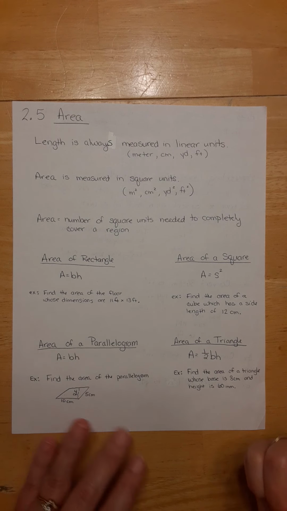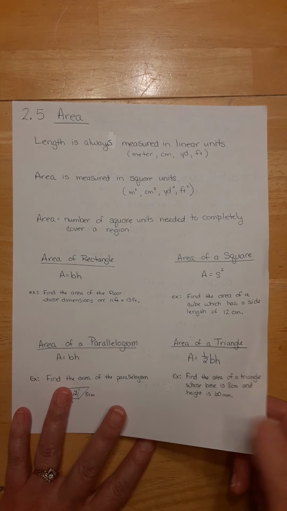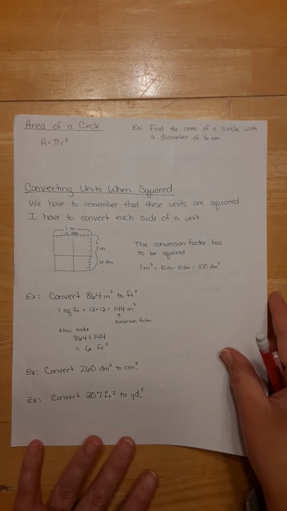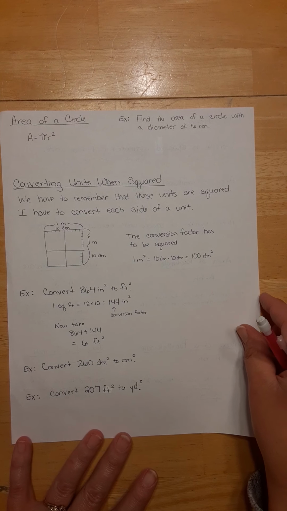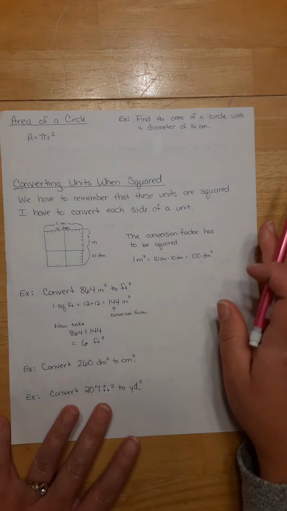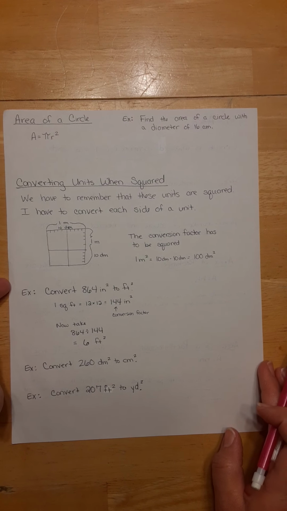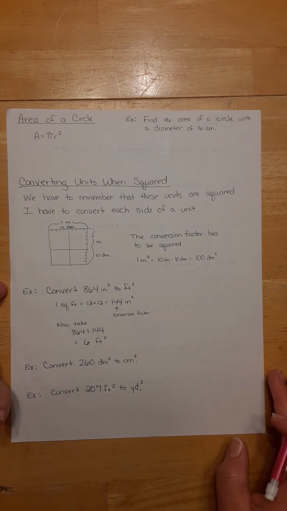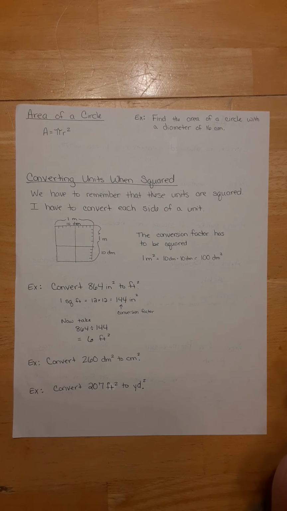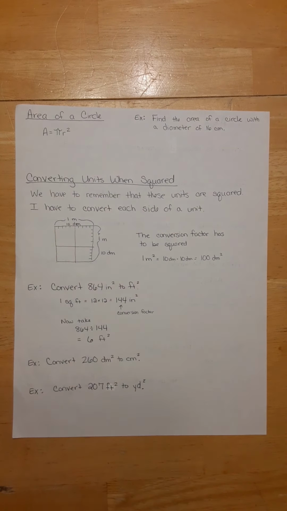What is new for this section is the back side of our notes here. And we forgot about the area of the circle here. This is not new. You've dealt with this before. The equation for area is pi times the radius squared. Don't forget to square the radius.